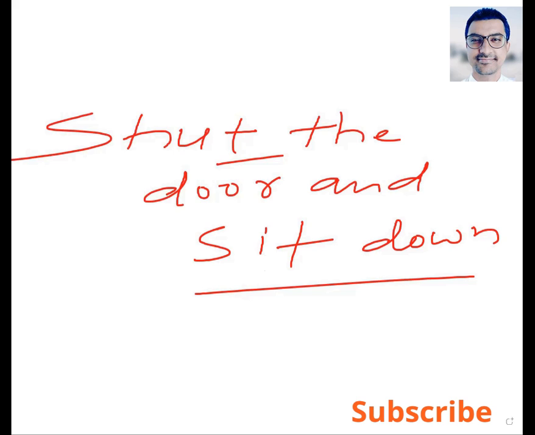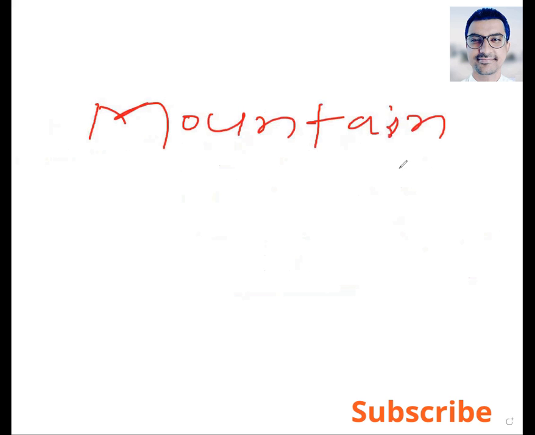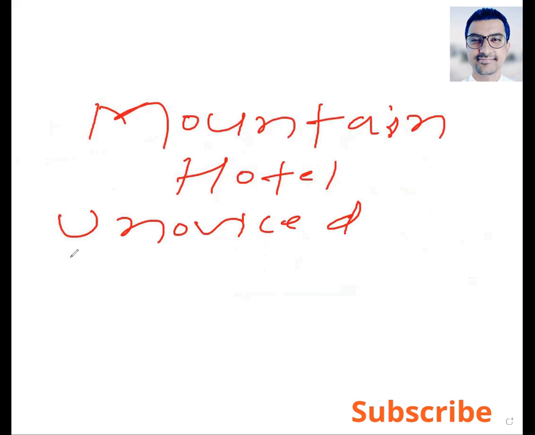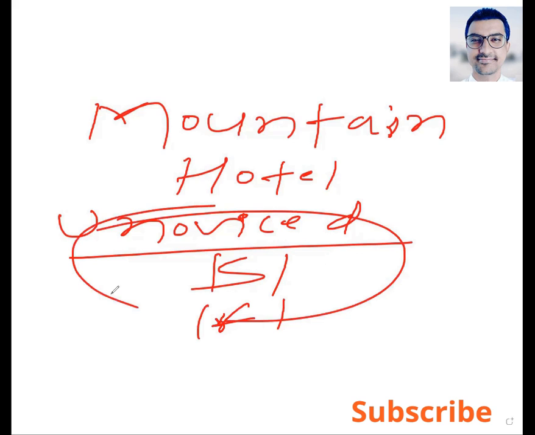Now, as I told you, you should try to avoid using glottal T in words like mountain or hotel, right? But if you have an unvoiced sound, like unvoiced S or any other unvoiced sound, followed by a T, at that time you should try to avoid using glottal T. Remember.